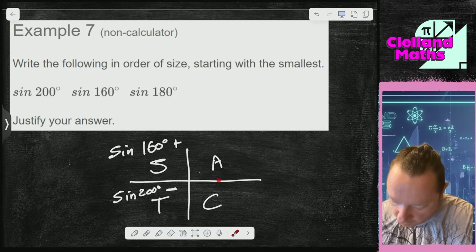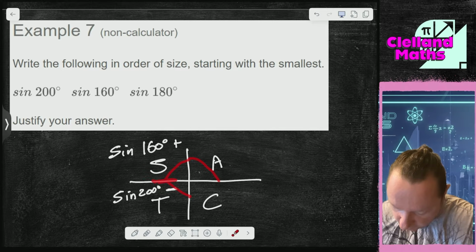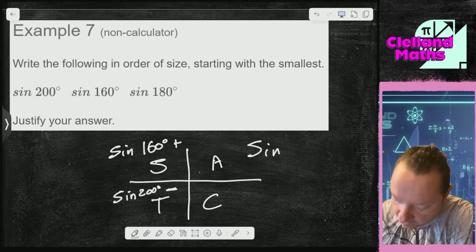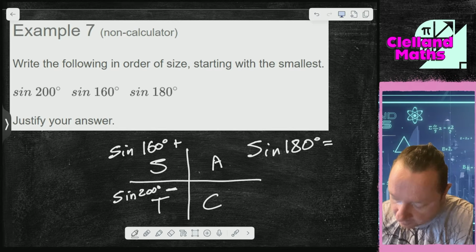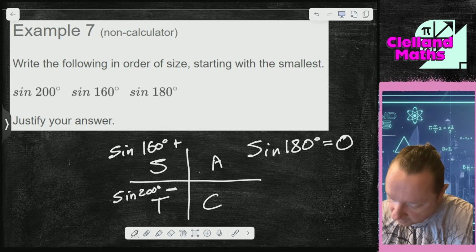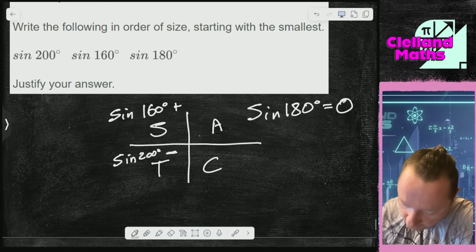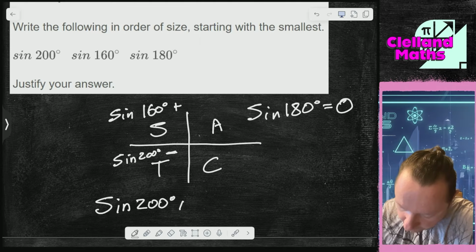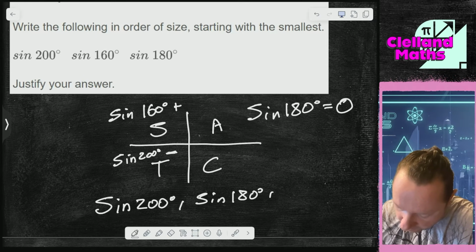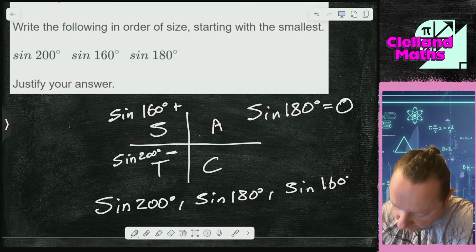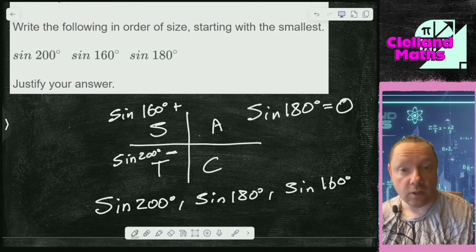The sine of 180, well, we're going up to 90, then up to 180. Sine starts at 0, and then goes to 1, and then goes 0 again, then goes minus 1. So 180 is here, so it's 0. You can see that with a sine graph as well, but the sine of 180 is 0. So to put them in order, our order is sine 200, sine 180, and sine 160, because it goes negative, 0, then positive, and then we're done there.